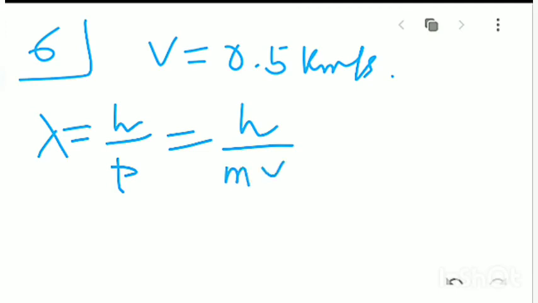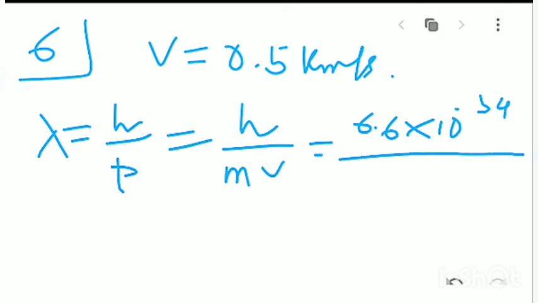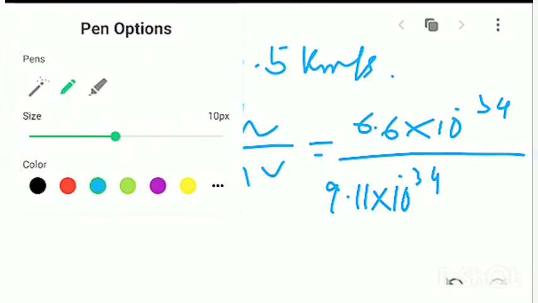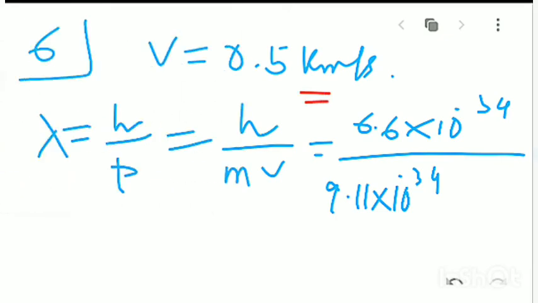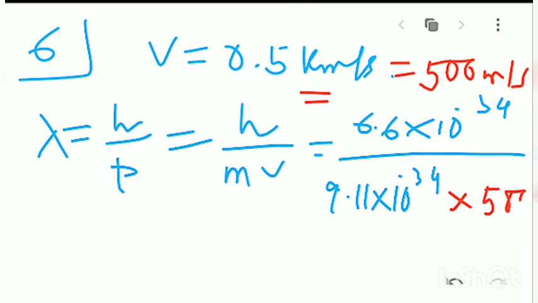So I will just write it. Now we all know the values of h and m, written previously, 5 minutes before in the lecture. h is 6.6 into 10 to the power minus 34, and mass is 9.11 into 10 to the power minus 31 kg. But one thing you have to be sure of, while writing the units, the SI unit is not kilometer, so we have to convert 0.5 kilometer to 500 meter per second. You have to write 500 here, not 0.5, because we are working with SI units.